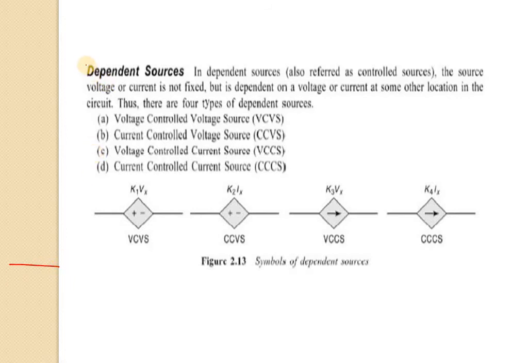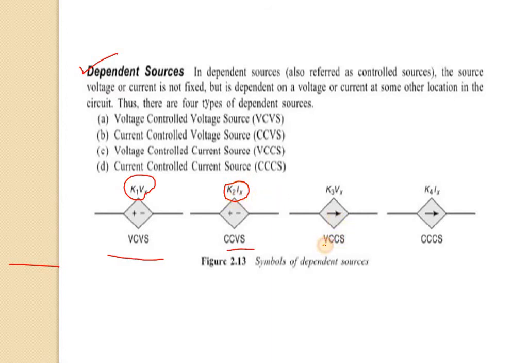or we can say these are the symbols. This is the voltage controlled voltage source. See here, it is dependent on some voltage. So K is the fixed magnitude value and Vx is the voltage on which it is dependent. Second one is current controlled voltage source. So it is dependent on some other current. So it is shown as K2Ix. That means Ix is the parameter on which it is dependent.